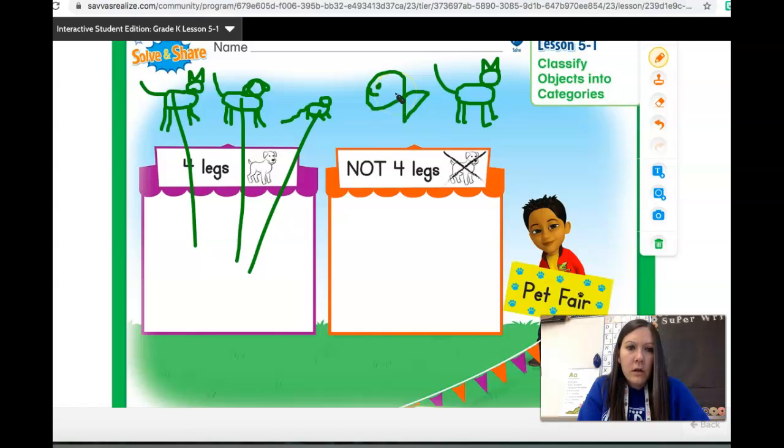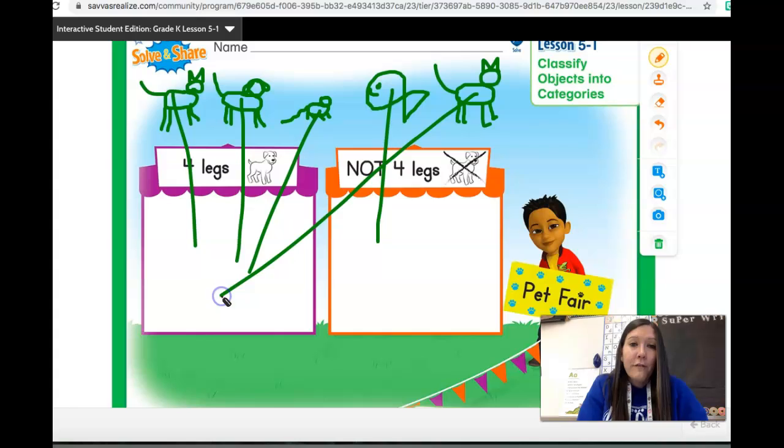Fish. Which tent will the fish go in? Does a fish have 4 legs or not 4 legs? Fish do not have any legs, so that goes in the tent with not 4 legs. And here is my other cat. Does the cat have 4 legs or not 4 legs? The cat goes into the tent for animals that have 4 legs. Look at that. I sorted those 5 pets into 2 different categories or 2 different groups. 4-legged animals and animals that do not have 4 legs.